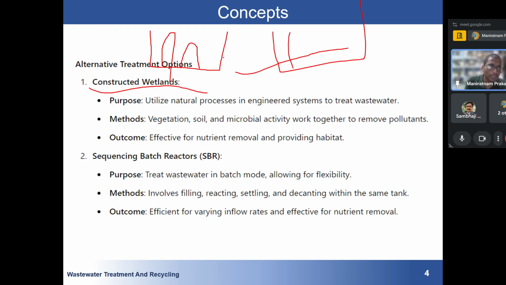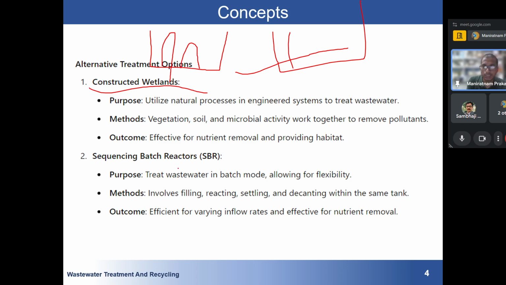With the help of microbial activity and the ability of these plants to absorb some pollutants, the water is being treated. So this is a combined activity. If you want to look into details, just search on Google Scholar for the method to remove pollutants using wetlands, and you will see the mechanism. But overall, all these work together to remove pollutants. The outcomes are effective nutrient removal and providing habitat. So maybe nitrogen, phosphorus, and some other pollutants are also easily removed. So this was constructed wetland.